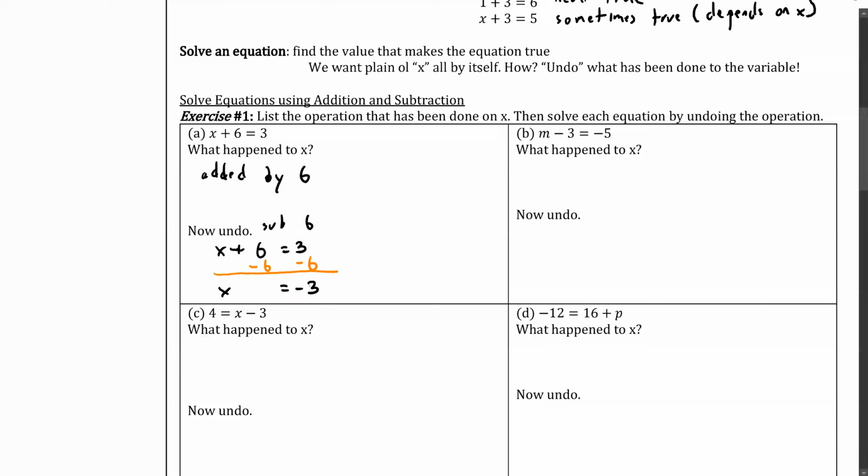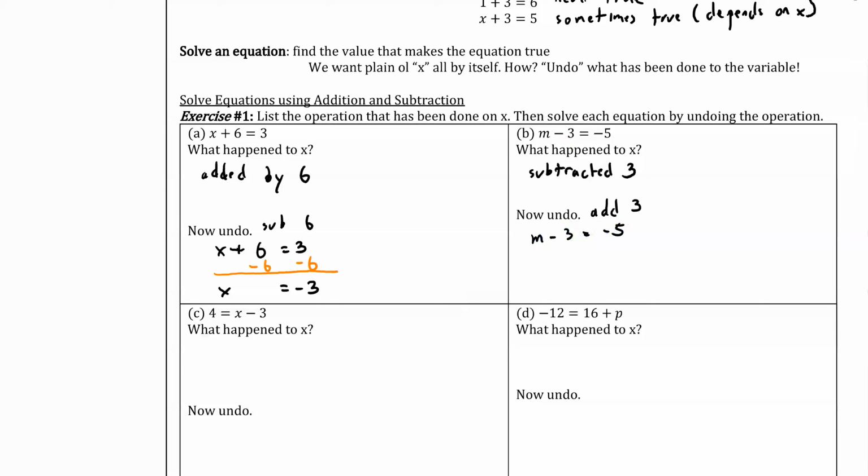Moving on to part B, m minus 3 equals -5. So what happened to m? It was subtracted by 3. So the inverse operation is to add 3. So the original problem, m minus 3 equals -5. The inverse operation, add 3 to both sides, which gives us m equals -2.